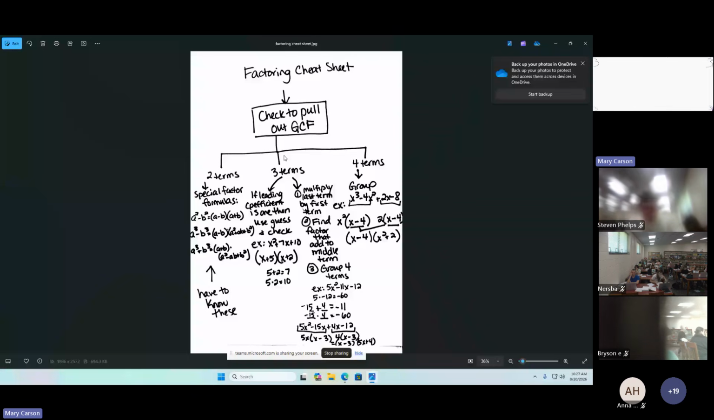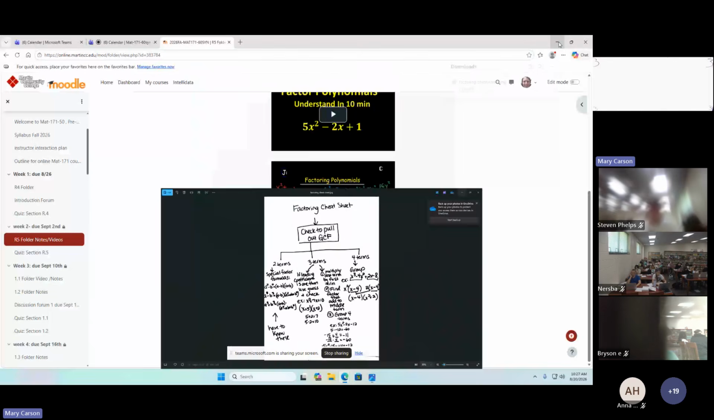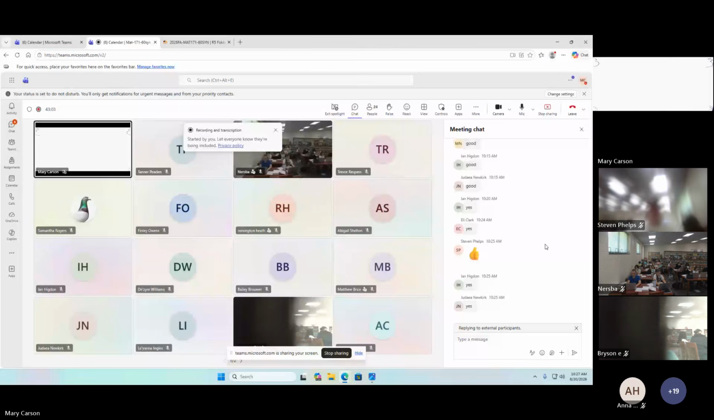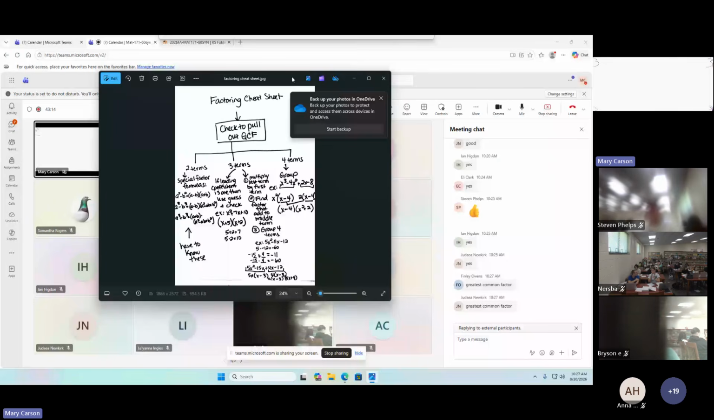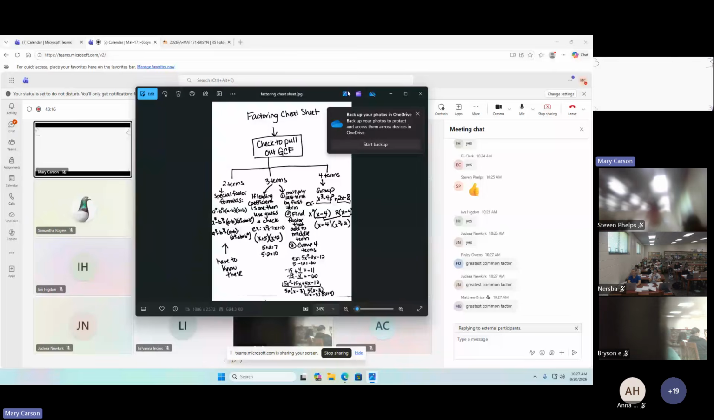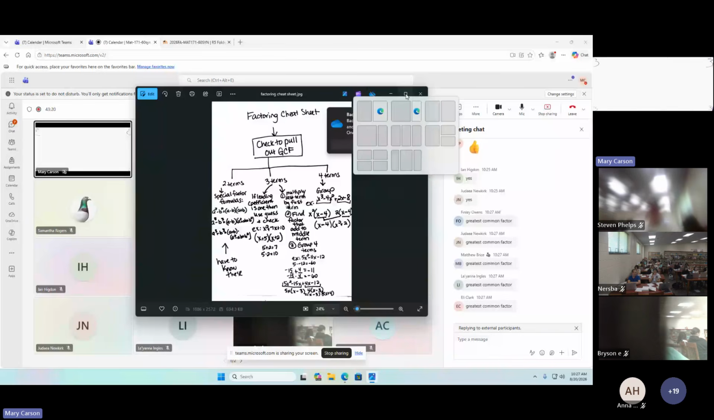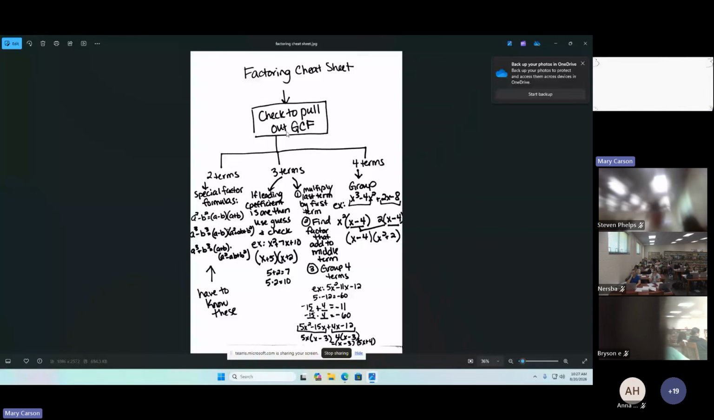Does anybody remember what a GCF is? What does GCF stand for? Does everybody see this factoring cheat sheet that I have up here? Yes, greatest common factor. Awesome. So the greatest common factor, what do they both have in common that is the greatest term? You always pull that out first, no matter what.